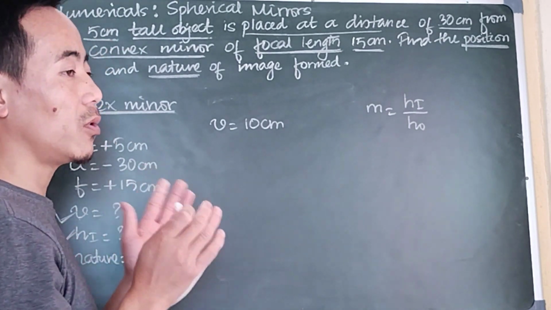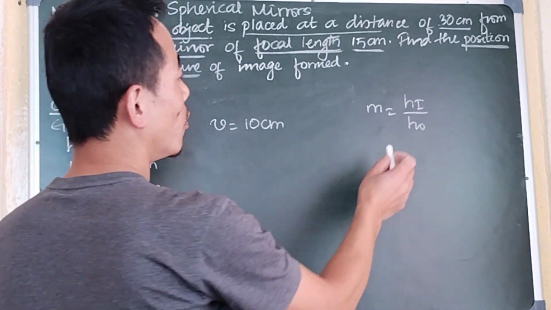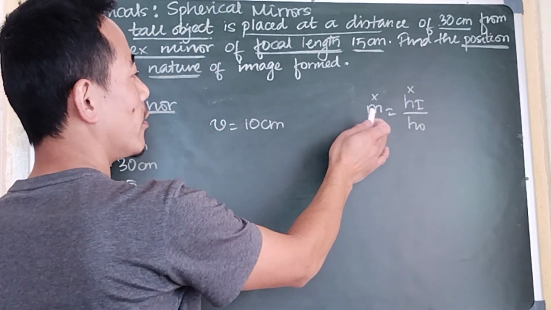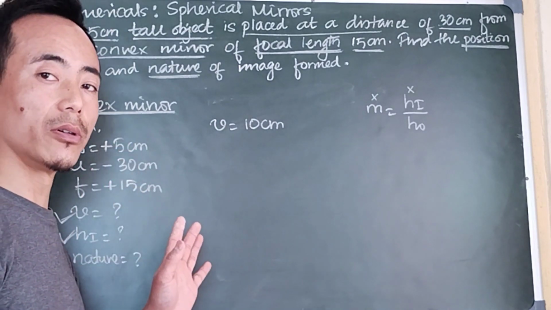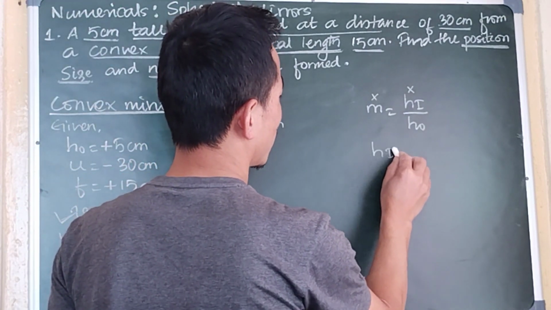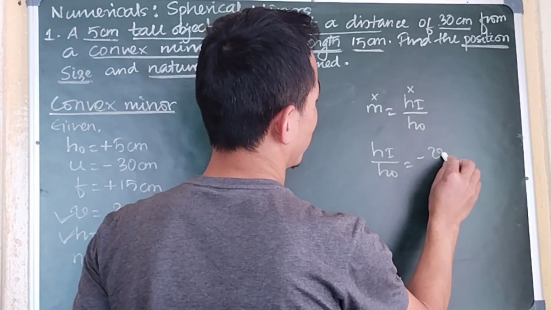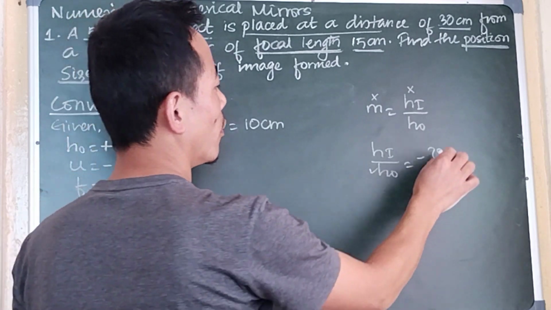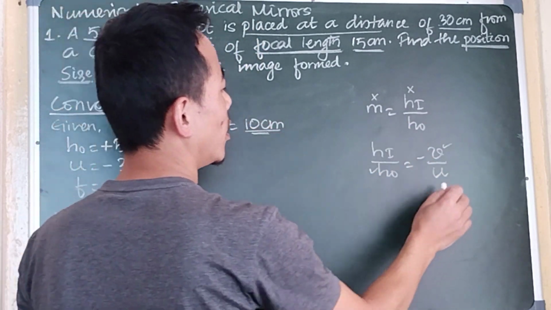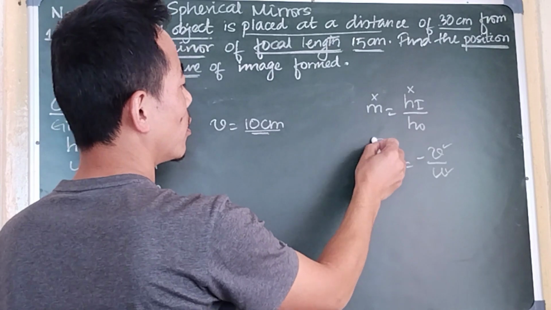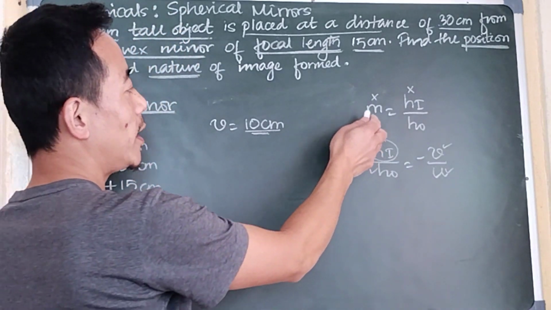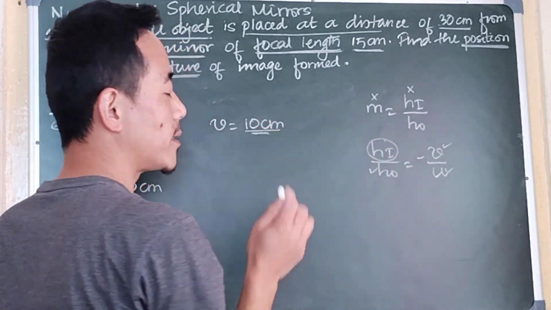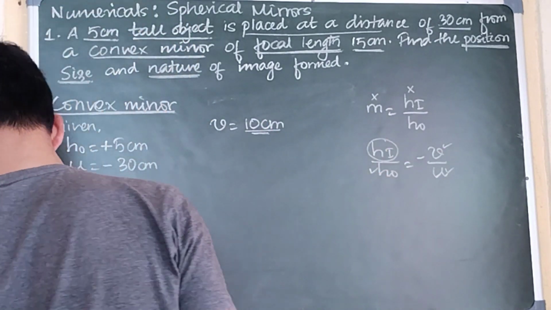But as I said, if there are two unknowns, then we cannot use that equation. We don't have the value for HI, we also don't have the value for M. Rather, we can calculate the value of M and put it here, but directly we don't have the value here. The second formula that we can use is HI by HO is equal to minus V divided by U. Now, if you look at this formula, HO is known, V we have calculated as 10 centimeter, U is given already. So here the only unknown is HI. So instead of finding M and putting it here, let's do it directly here, because all the three terms are known, only HI is unknown.